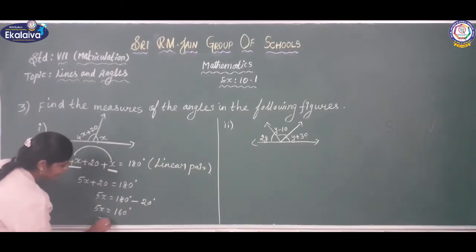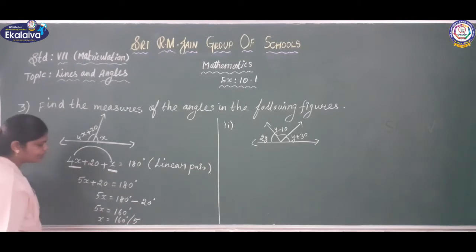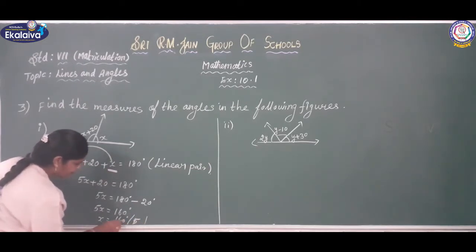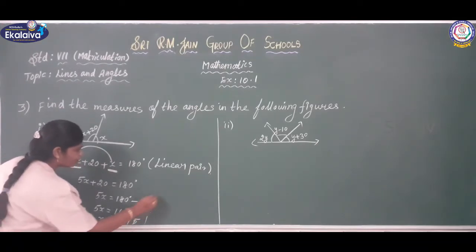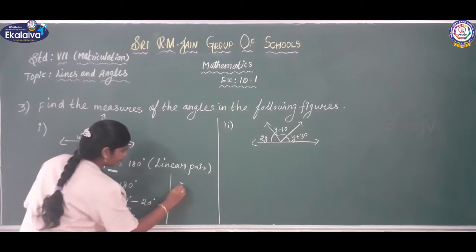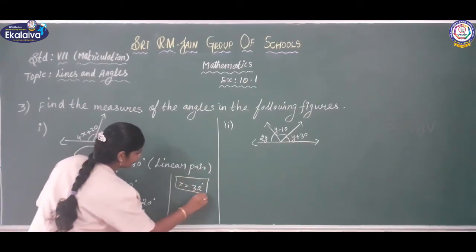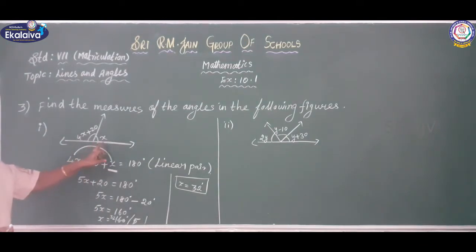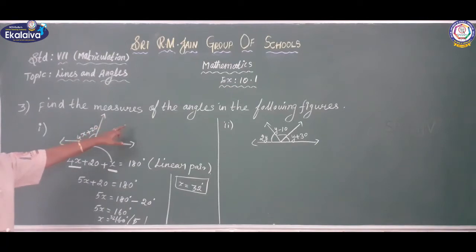So x equals 160 by 5. Divide this. 5 ones are 5. 5 threes are 15. Remaining 10 here. 2 fives are 10. So x equals 32 degrees. Okay. So the x value is 32 degrees. Find the measure of the angles.